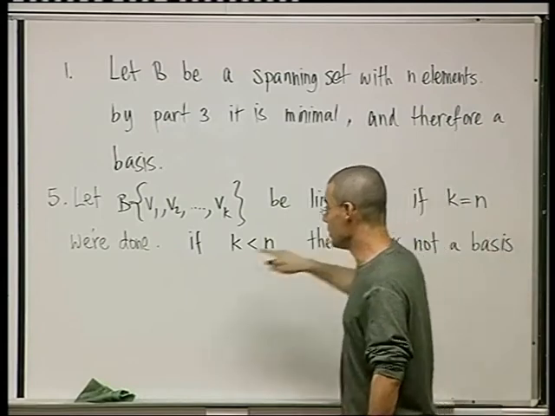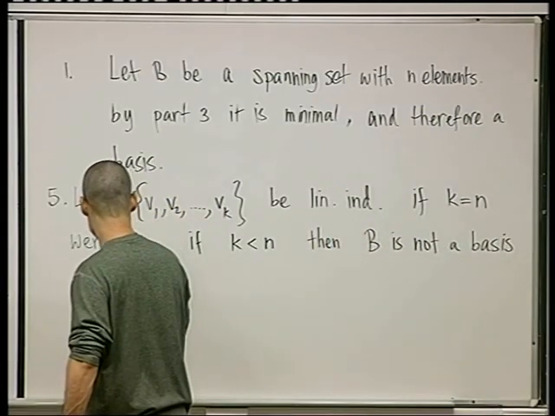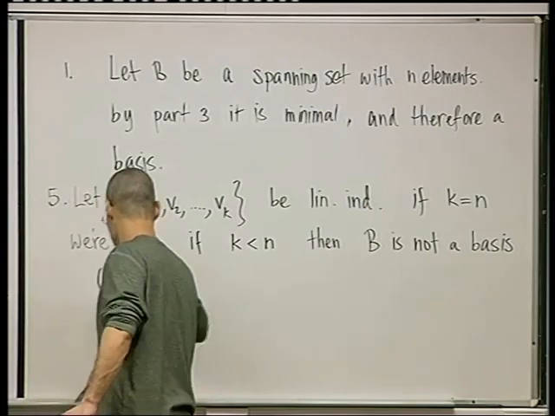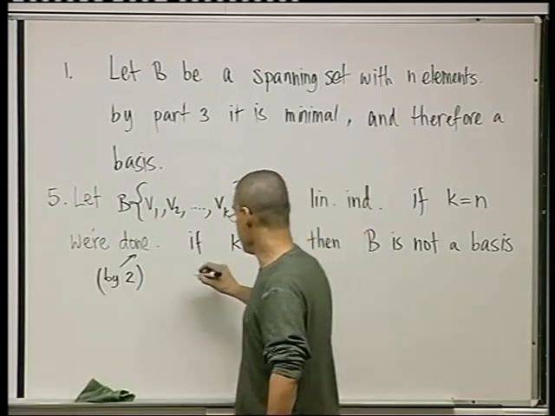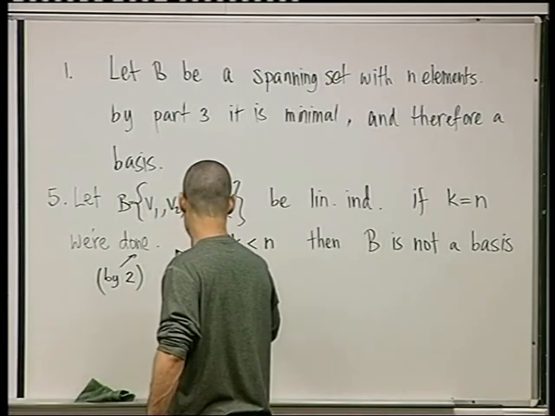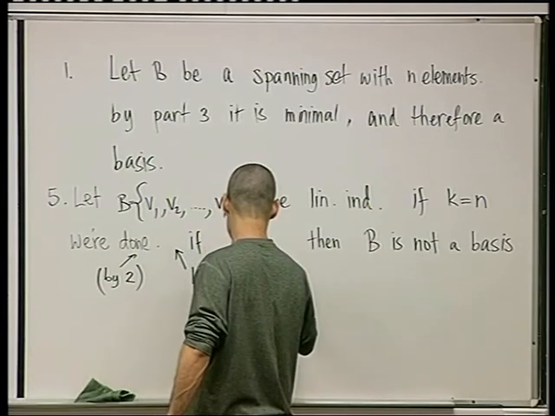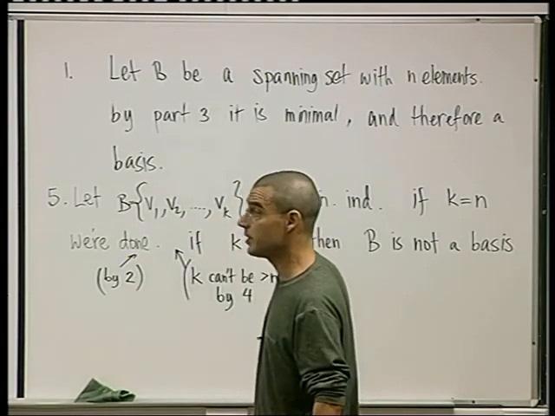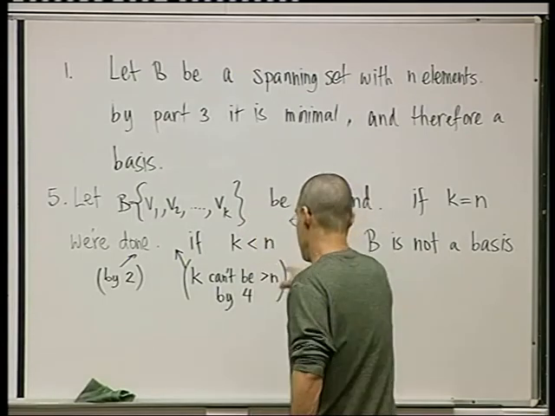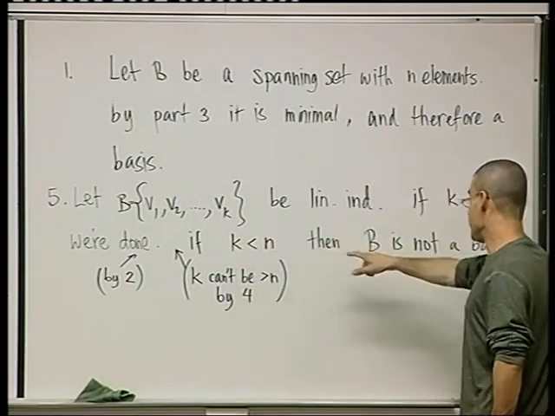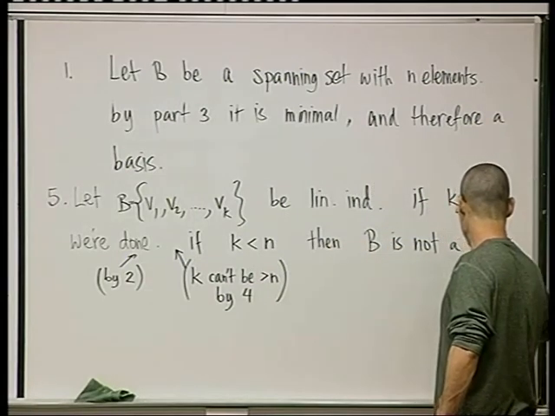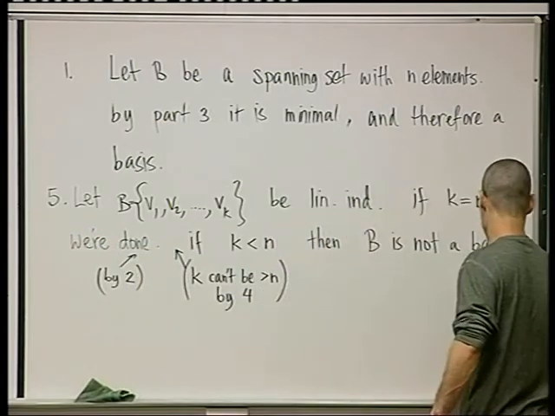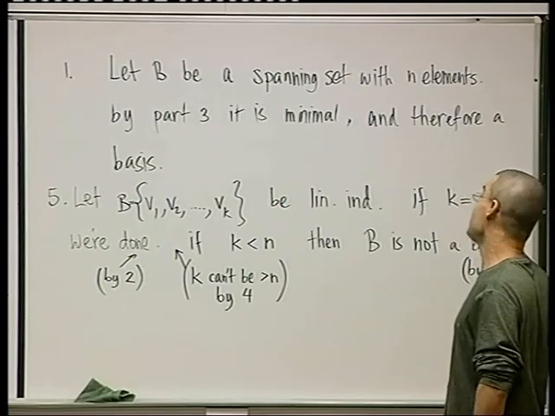If K equals N, we're done by 2. Do you agree? And then here we're missing K can't be greater than N by 4. Right? Because 4 says that any linearly independent set has at most N elements. And now if K is less than N, then B is not a basis because it's not a spanning set by 3. Do you agree? 3 said that a spanning set has to have at least N elements, but this one doesn't.